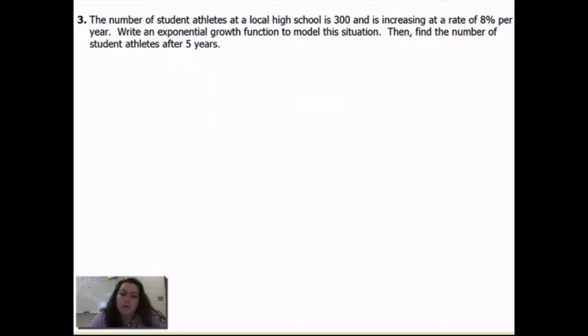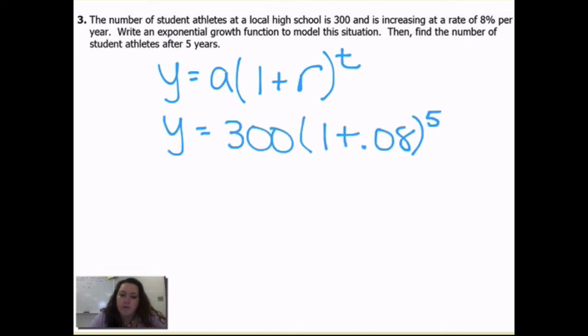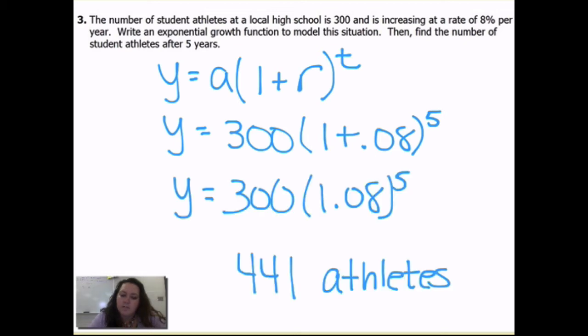The number of student athletes at a local high school is 300 and increasing at a rate of 8% per year. Write an exponential growth function to model the situation, then find the number of student athletes after 5 years. So I'm going to plug it into my formula. My original amount was 300. My rate is 8%, and my time is 5 years. Work inside the parentheses first, raise it to the 5th power, multiply it by 300, and I get 441 athletes.